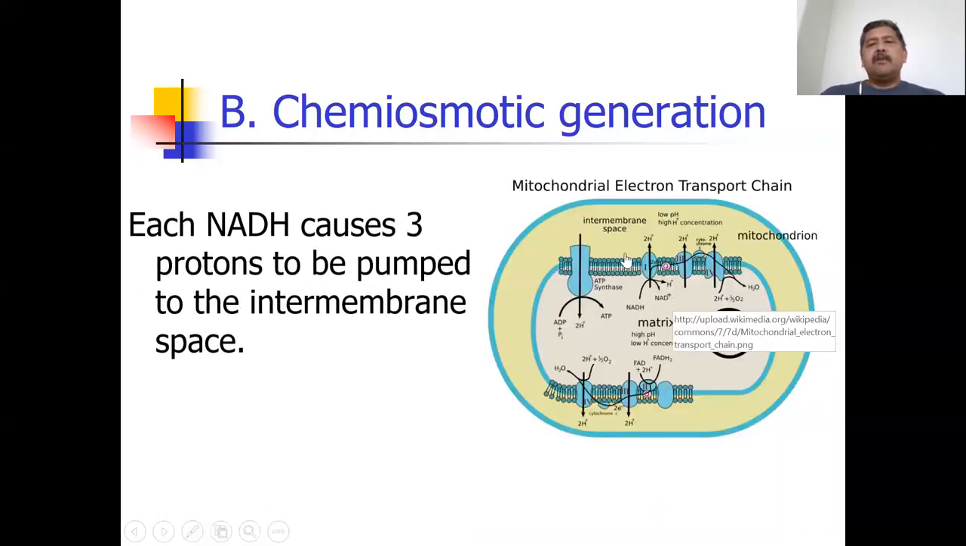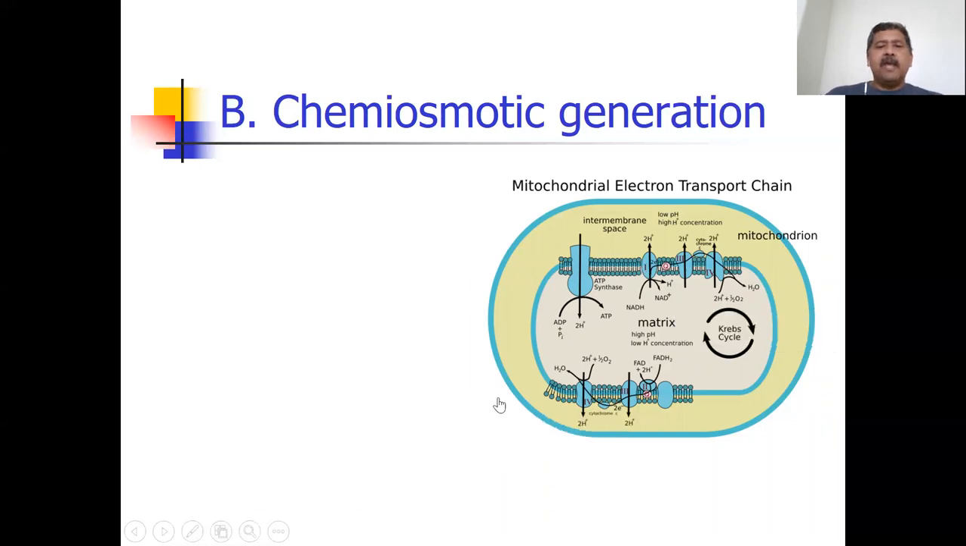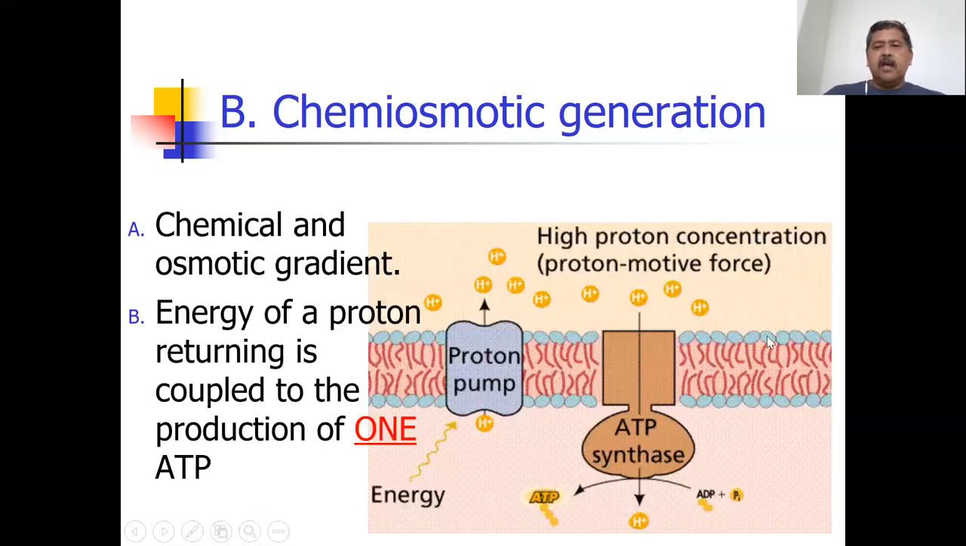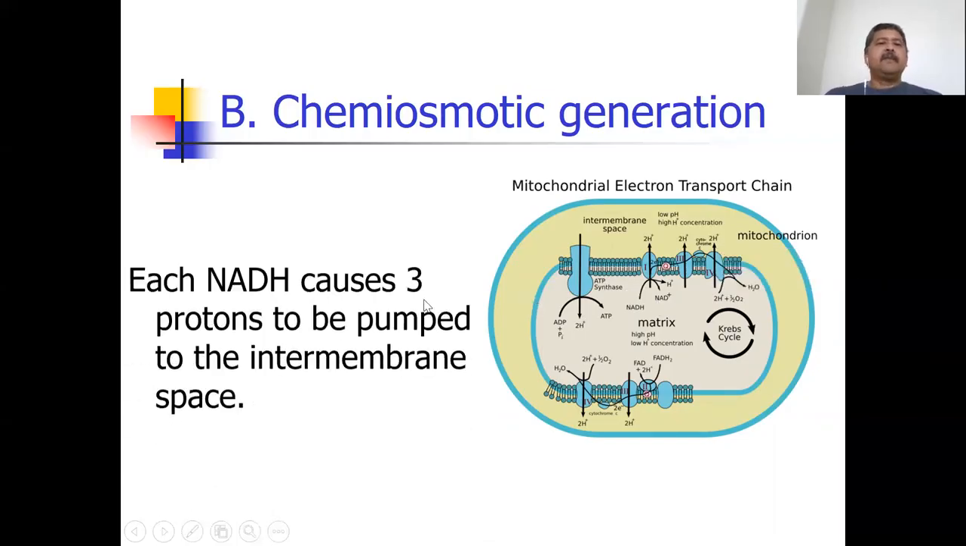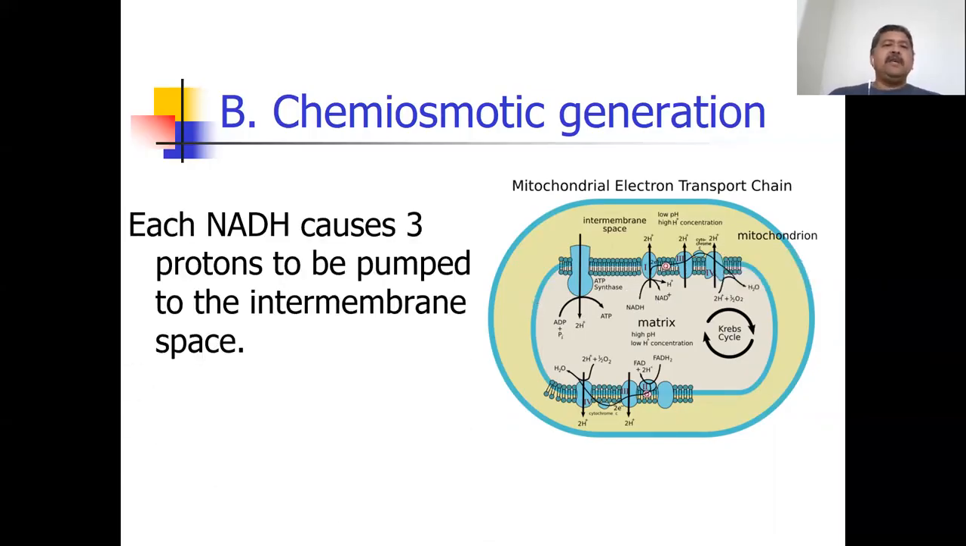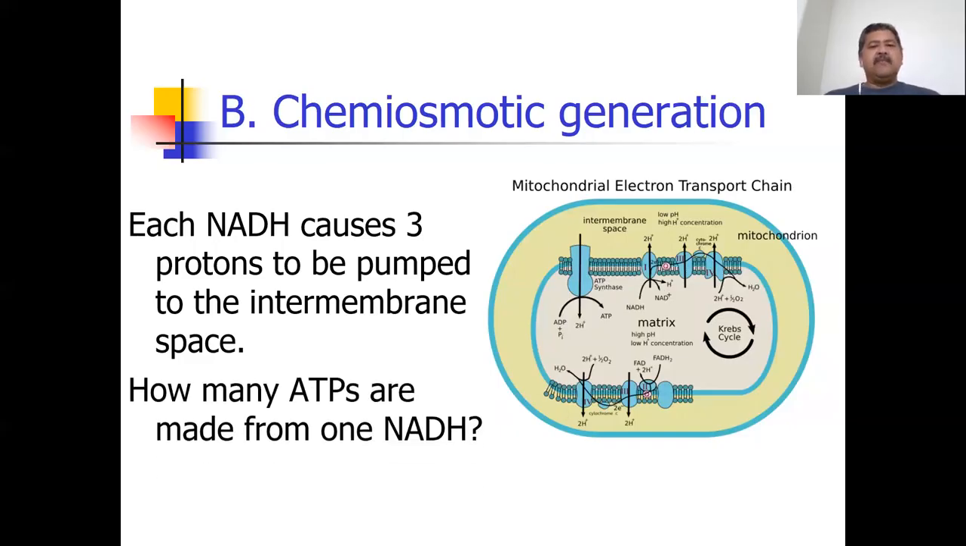Now, this diagram shows us the same location as the previous diagram. This right here is this right here. There's your ATP synthase again. Okay. Each NADH causes 3 protons to be pumped to the inner membrane. So if each NADH causes 3 protons to go to the inner membrane, how many ATPs are made from 1 NADH?